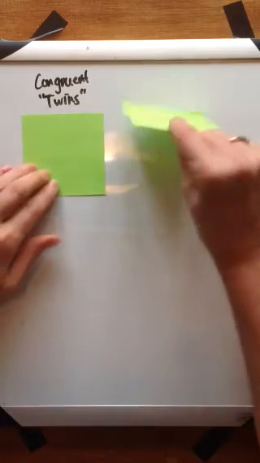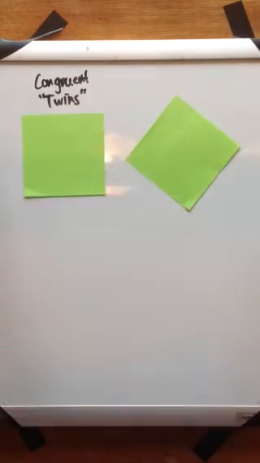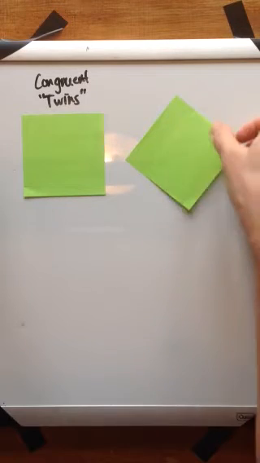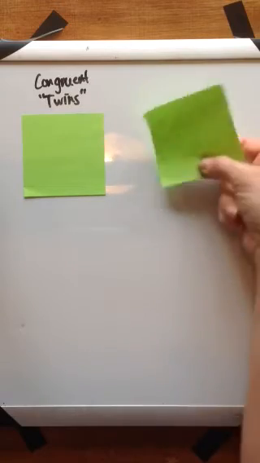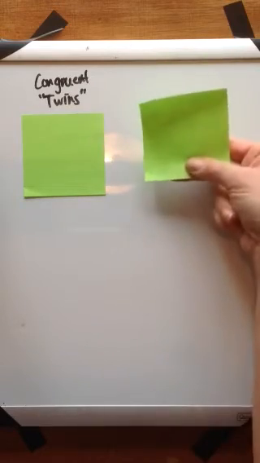Now, they don't necessarily have to be orientated the same. One could be turned sideways, one could be straight across. You know, I'm not adjusting the size or the shape of this square. No matter how I turn it, they're still congruent.